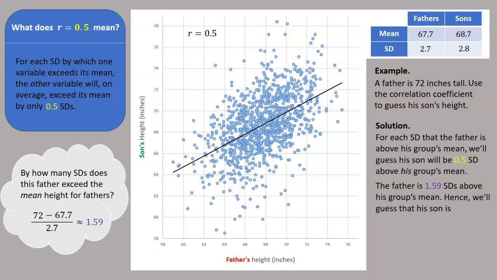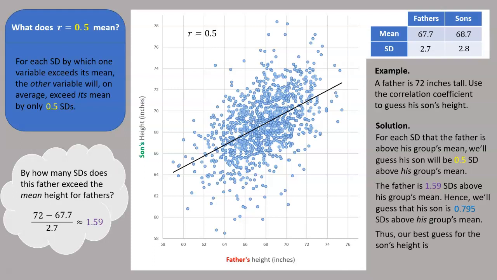Hence, we'll guess that his son is some number of standard deviations above his group's mean. But what is that number? Well, the father is 1.59 standard deviations above the mean for fathers, so the number we want is half of that. Now, half of 1.59 is 0.795, so we'll guess that the son is 0.795 standard deviations above his group's mean.